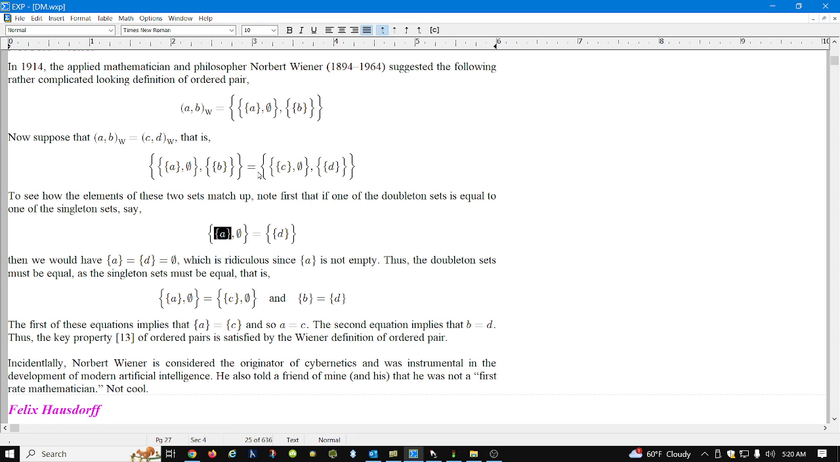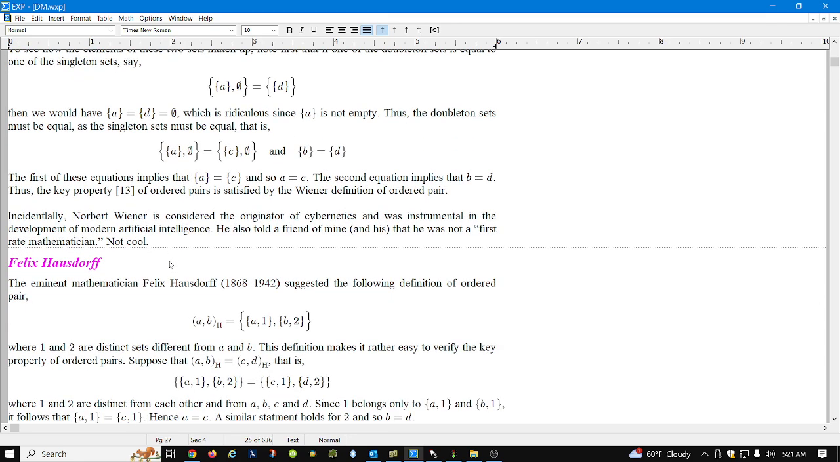So this equality implies that the doubleton sets must be equal and the singleton sets must be equal. Well, this implies immediately that B equals D, because the elements have to be the same. And similarly, the elements have to be the same over here, but one of the elements is the empty set. Those match, so we have to have set containing A equals set containing C, which means A equals C. So the key property of ordered pairs is indeed satisfied by Norbert Wiener's definition of ordered pair.